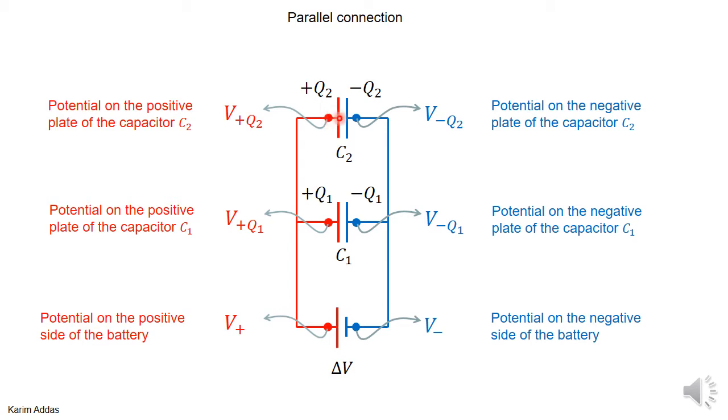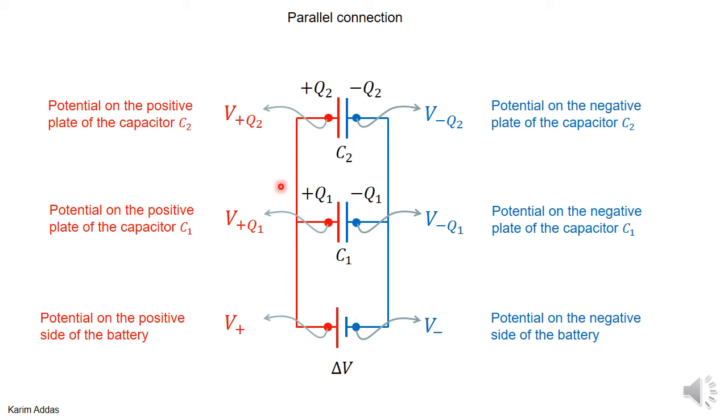This point is on the left side of capacitor 2, and let's call the potential here V plus Q2. So it's the potential on the plus side of the second capacitor. The potential at this point we'll call V plus Q1. The potential on the left side of the battery we'll call V plus. The potential on the right side of this capacitor, the potential of the negative plate, we'll call V minus Q2. The potential at this point we'll call V minus Q1. And the potential at this point, the right side of the battery, we'll call V minus.